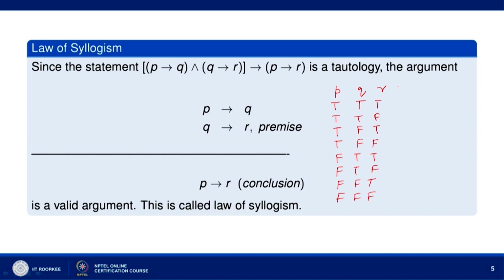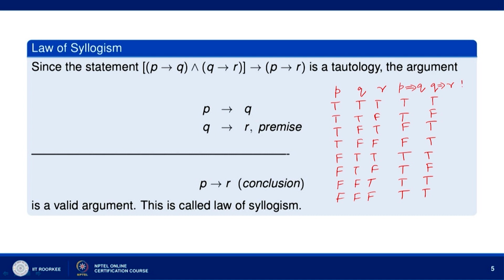Now, let us write the column corresponding to the truth values of P implies Q. T T gives T, T T gives T, then T F gives F, T F gives F, then F T gives T, F T gives T, then F F gives T, F F gives T. And for Q implies R: T T gives T, T F gives F, F T gives T, F F gives T, T T gives T, T F gives F, F T gives T, and then F F gives T.